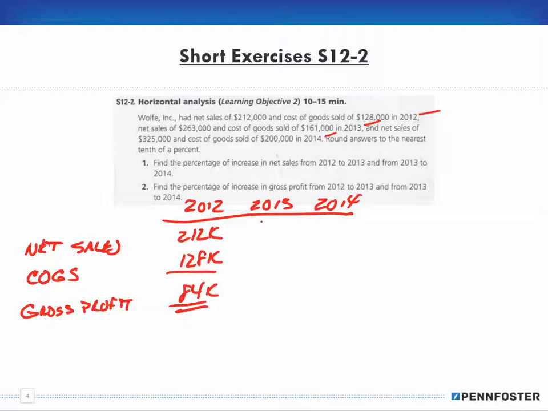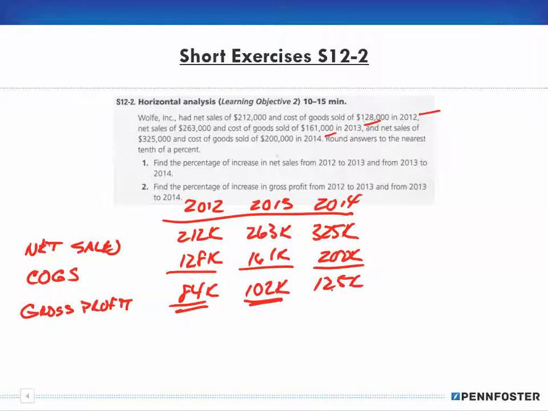In 2013, we have 263, 161. So that's 102. Notice I have to calculate the gross profit there. And 325, 200, which gives me 125.